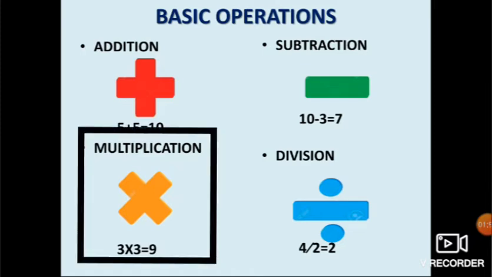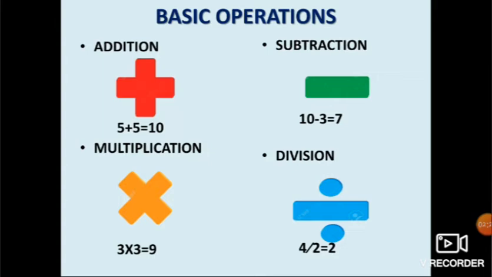In multiplication, you are adding a number a certain number of times. You call this notation into. 3 into 3 gives 9. That is, if you add 3 three times, it gives 9.